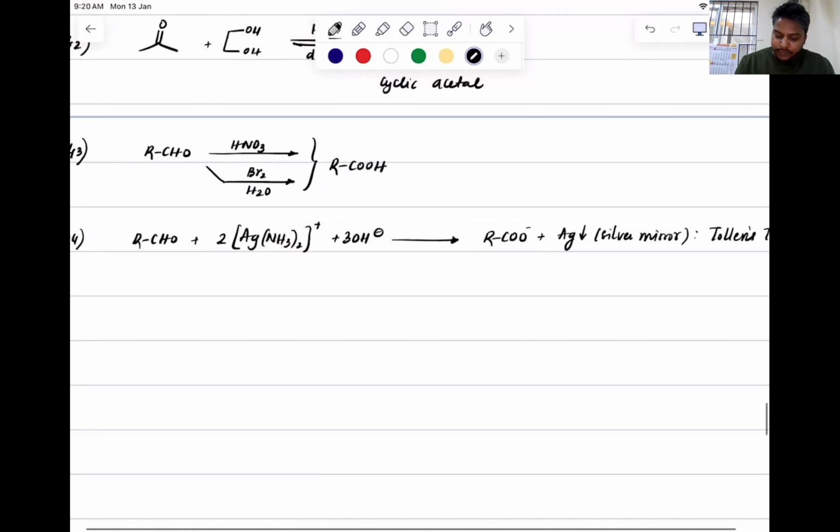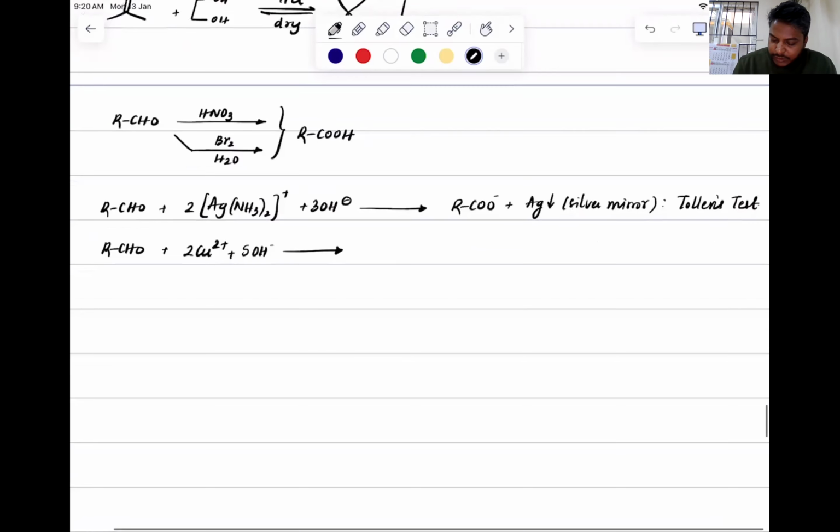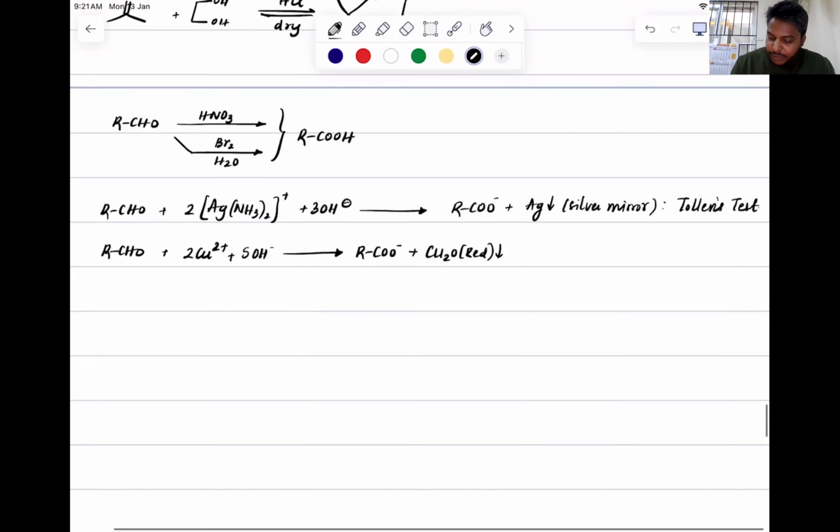This is Tollens' test. In the same way, if you have RCHO and you treat this with 2 moles of Cu2+ and 5 moles of OH-, then you will get RCO- plus Cu2O, which is a red color precipitate.